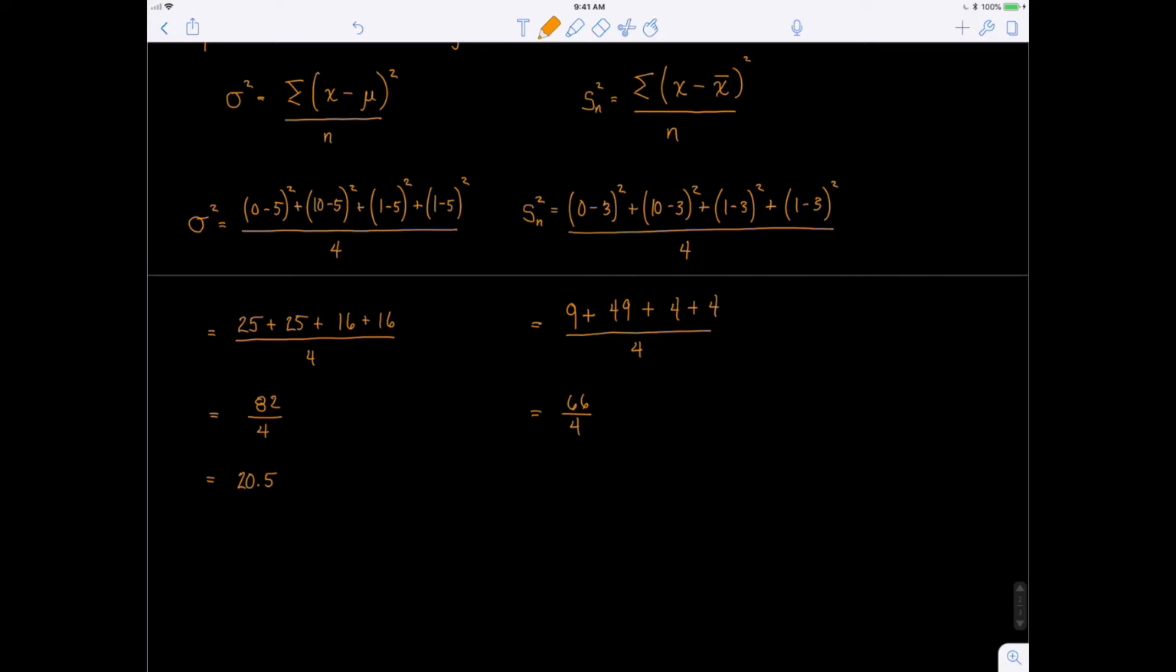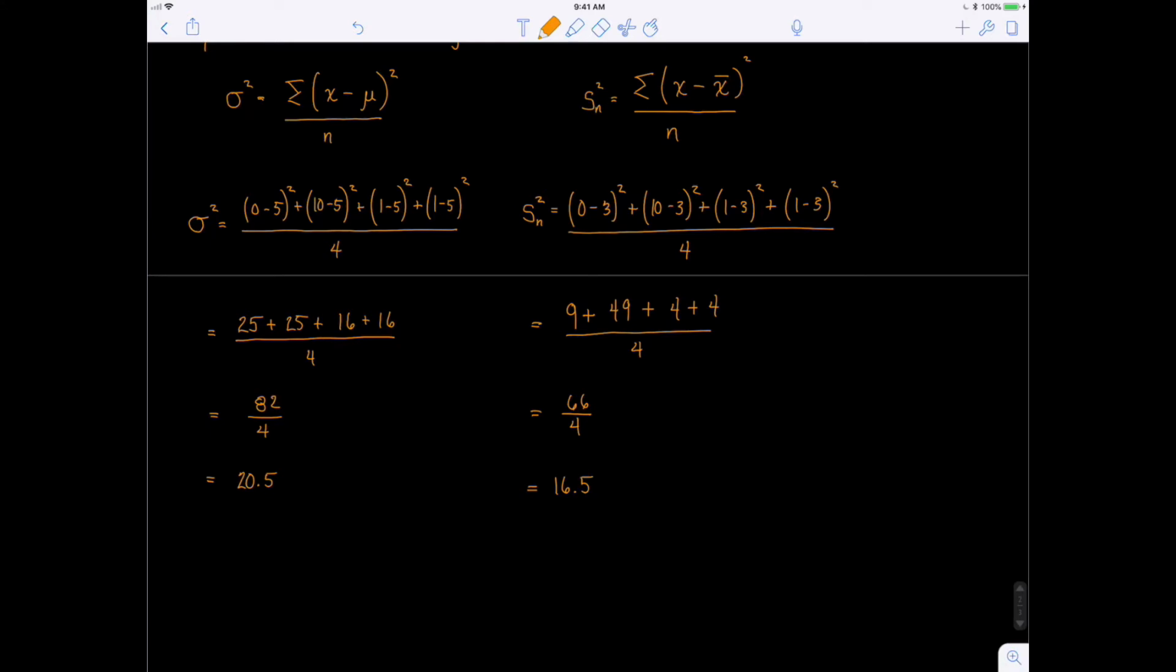And, did I do that right? Let me double check. That's 58 plus, yeah, 66. 66 divided by 4. Let me double check that really quick. 9 plus 49 plus 8 is 66. And then we're going to divide that by the number of data values, and so this becomes 16.5.